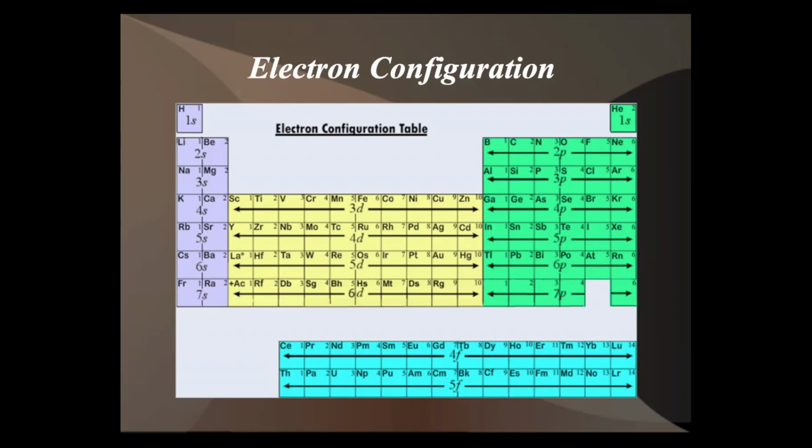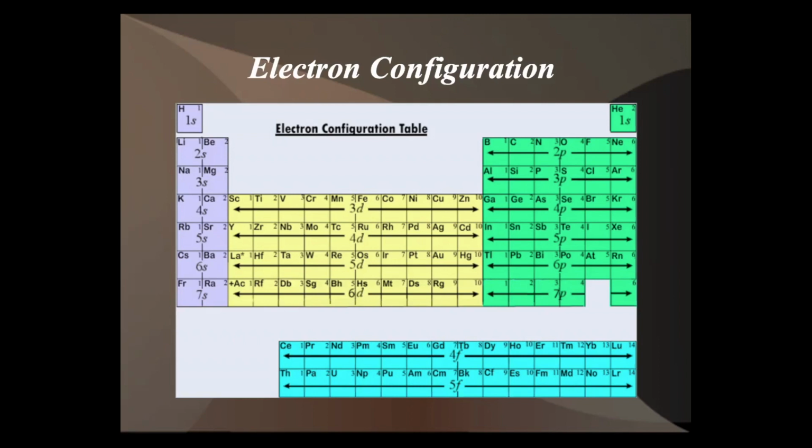Okay, let's do krypton. How long is this going to go? I think I've gotten it. Shut up. Okay, so krypton has 36 electrons.